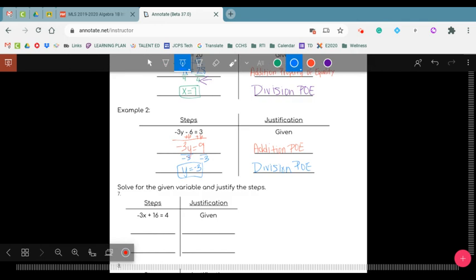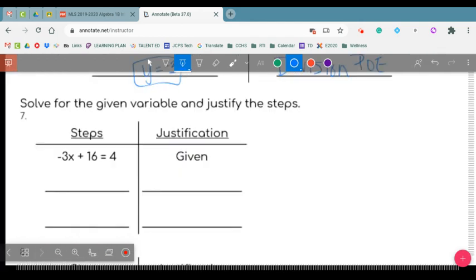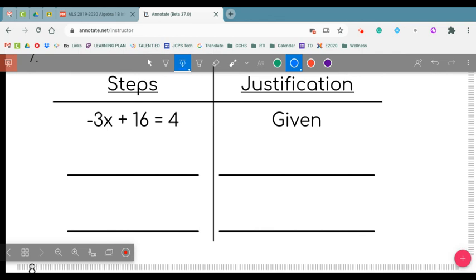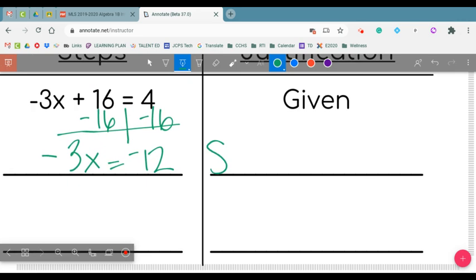Okay, let's go down to the bottom. I am going to go through these pretty quick. Hopefully you guys have a good idea of this. If you don't, you can always pause this video and watch it a little bit slower, because you will have to do these problems on your homework. So our first step to get that x by itself, I'm going to subtract 16 from both sides. So we're going to get negative 3x equals negative 12. So I subtract them and keep the sign on the bigger number. So what I did on that first step was subtraction.